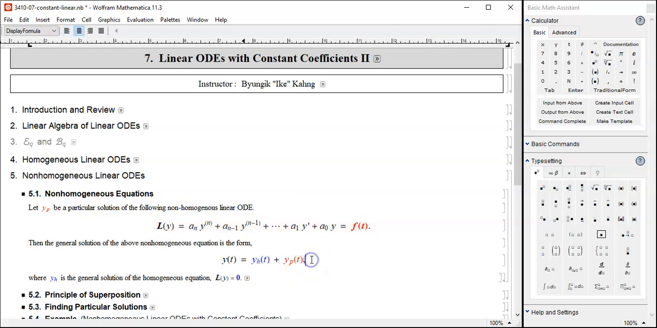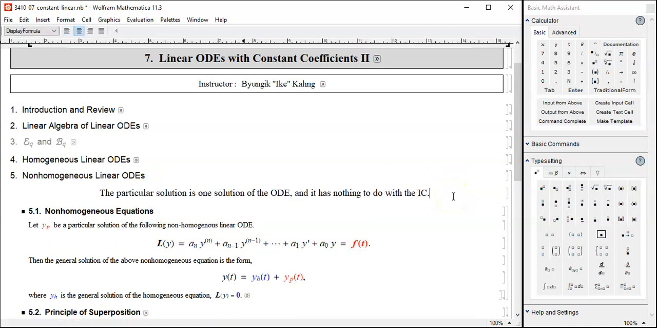Now, please recall the general solution looks like this: YH plus YP, where YH is the general solution of the homogeneous equation, L of y equal to 0, and YP is a particular solution. It's one solution of this original ODE, but it has nothing to do with the initial condition. Therefore, YP is not the solution you're looking for. I hope everybody remembers that.